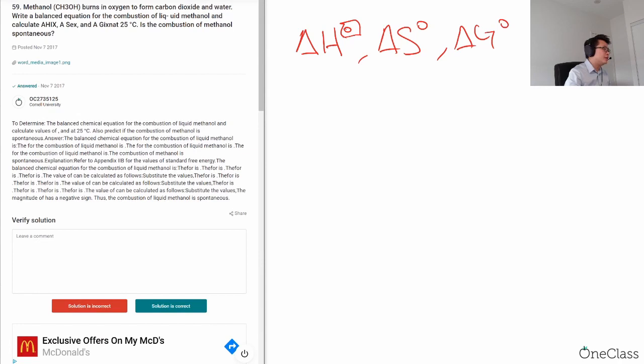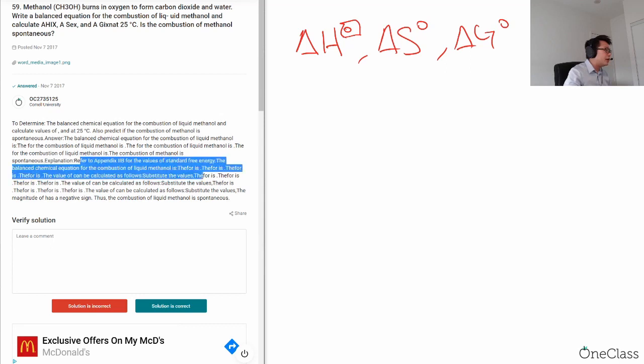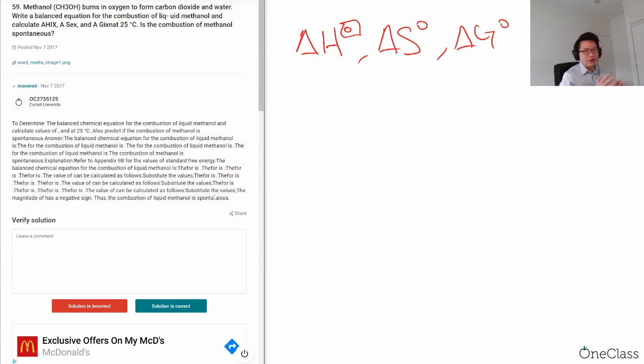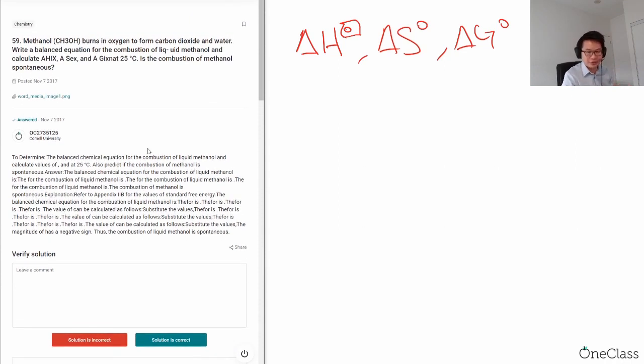So to determine the balanced chemical reaction for combustion of methanol and calculate the value, and so on, something like that. Obviously, our solution is missing the chemical equation, and also missing a lot of important information. But again, let's complete this solution.